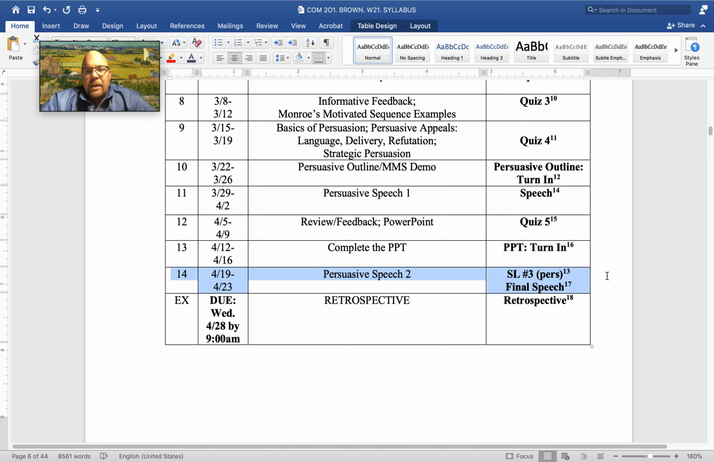The other thing that is due this week is your third speech lab visit. So, as you know, you needed to go to the lab for your tour, which you've done, the informative speech, which is done. And now, if you haven't gone for the persuasive speech yet, you need to go to the speech lab before you submit the final persuasive speech. Okay, so get that in this week if you would.